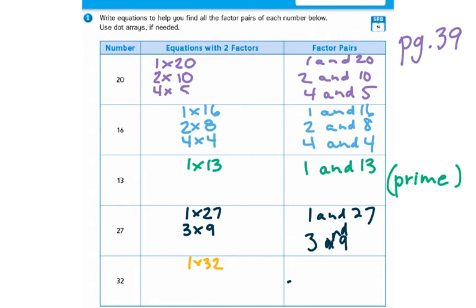Now, I bet you they tricked you a little bit. 32 is an even number, and this isn't a basic fact, but because it's an even number, I know I can multiply something times 2, and it's 2 times 16. Nothing times 3, but 4 times 8 equals 32. And I think I said there were 4. There's 3. So we have 1 and 32, 2 and 16. I wouldn't expect that all of you would get that, but good job if you did figure that one out. And then 4 and 8.